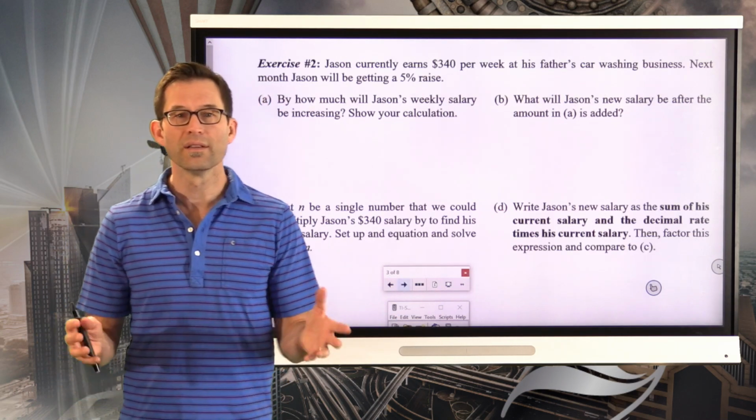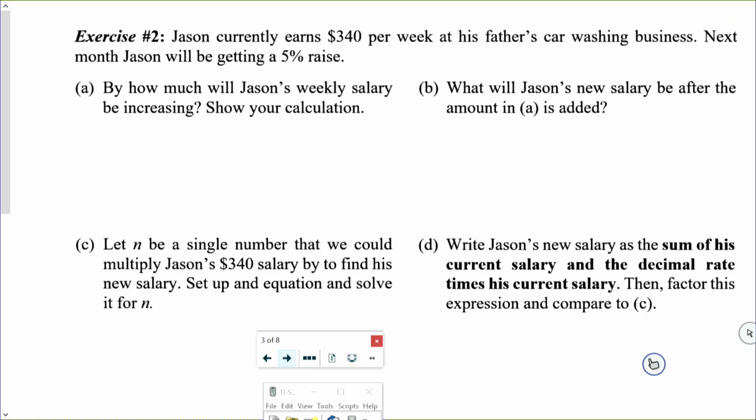Here we go. Let's do a percent increase problem. Exercise number 2. Jason currently earns $340 per week at his father's car washing business. Next month, Jason will be getting a 5% raise. Letter A asks us, by how much will Jason's weekly salary be increasing?